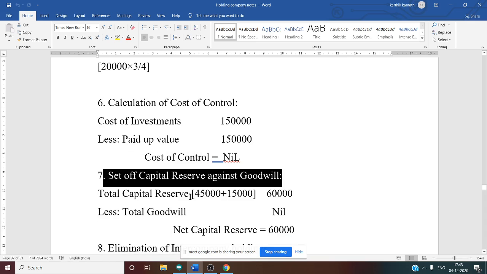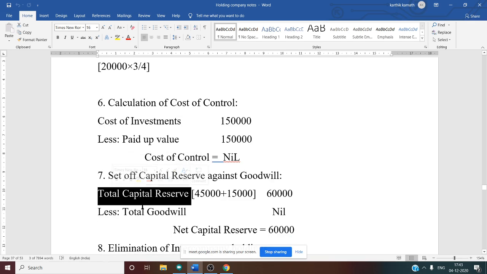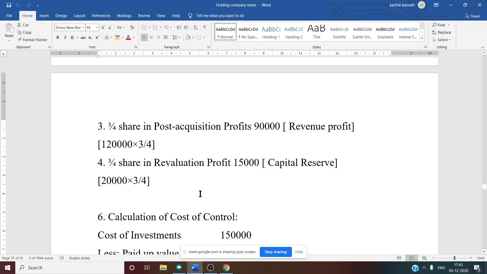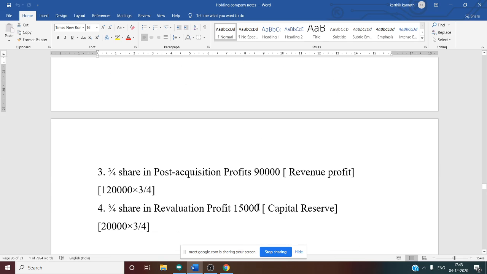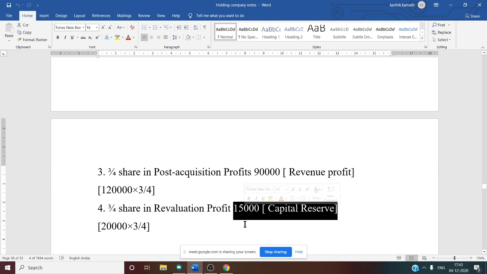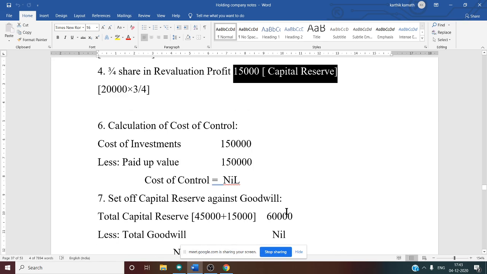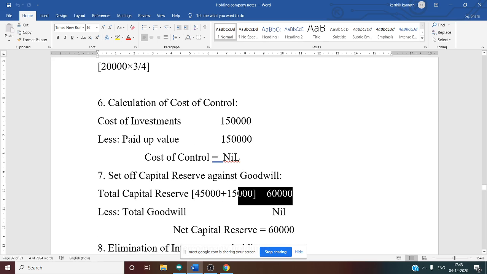So now capital reserve calculation, you have to see majority interest working note. Total capital reserve, we have to see majority interest working note. So wherever you have written capital reserve, you have to consider that information. So pre-acquisition reserve, capital reserve, 45,000 plus 45,000 plus, then there is a revaluation profit, capital profit. Capital profit is equal to capital reserve. So 45 plus 15,000. So what is the total capital reserve? Total capital reserve is 60,000.